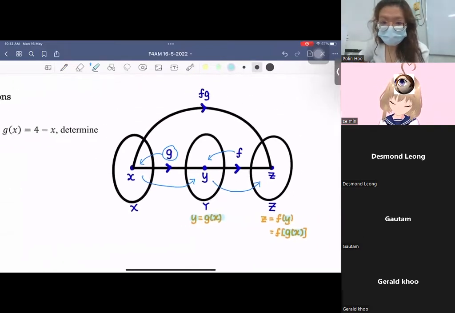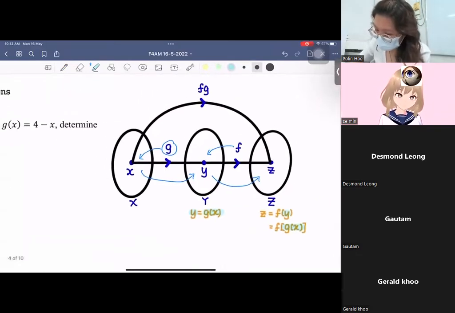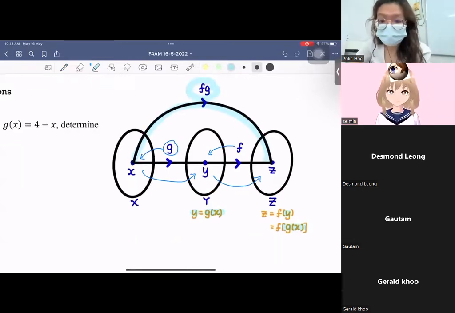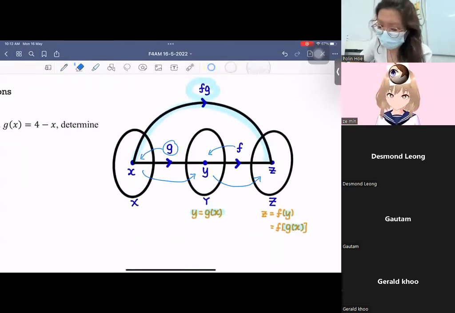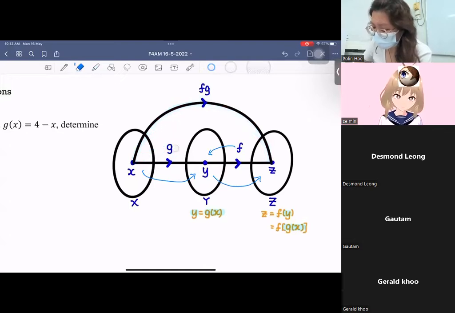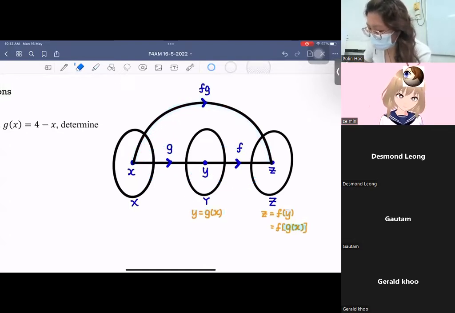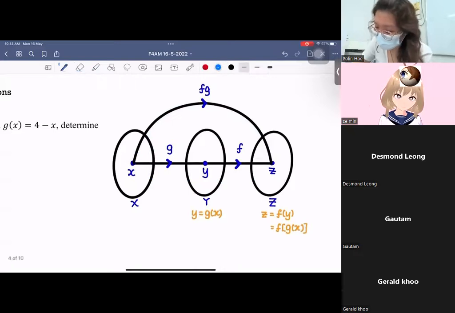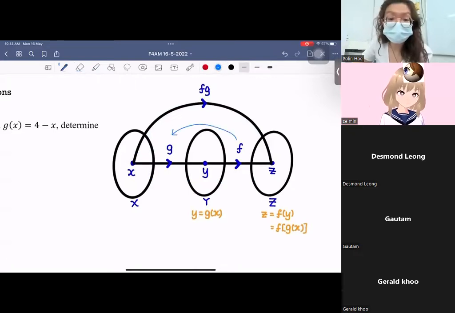That's why the bridge here is fg instead of gf. You have to know that there are a lot of students who like to write gf instead of fg. Always remember, come from the back to the front.